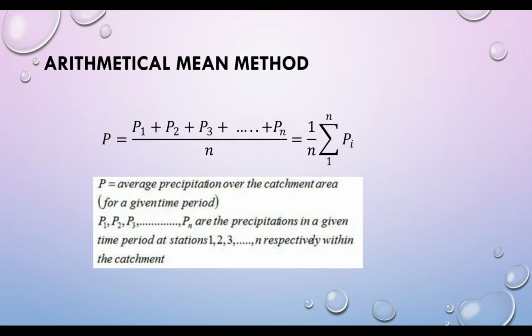So, when we use the arithmetical mean method, think of it as computing your average grade. For example, you have a grade in algebra, geometry, trigonometry, and calculus, and you want to get your average grade. Since you have four subjects, you simply add the four subject grades and divide by 4. So that's how the arithmetical mean method works.